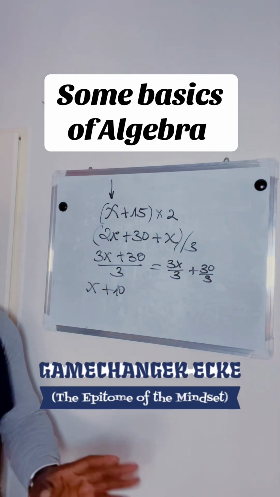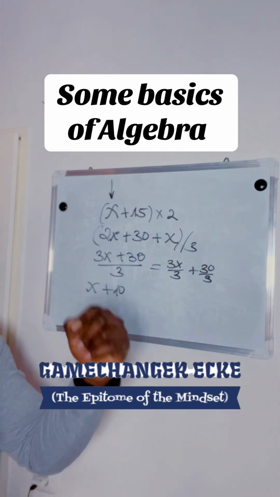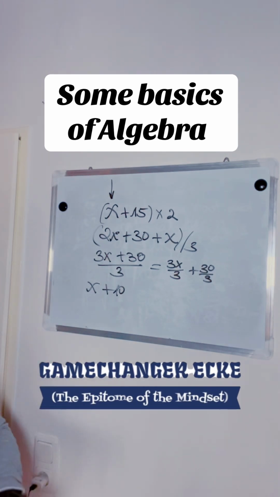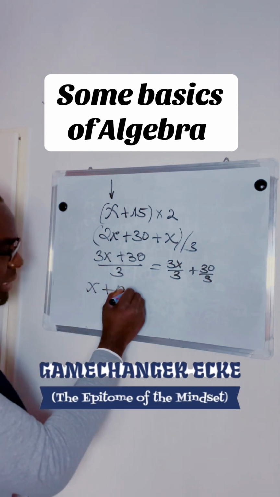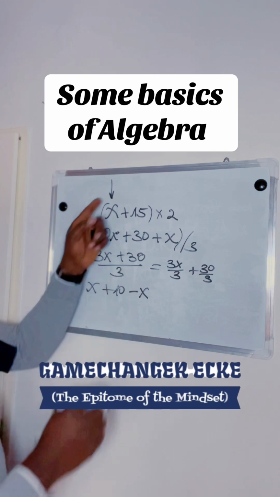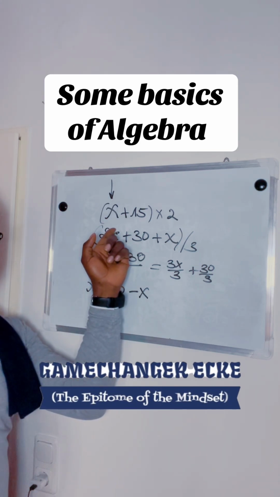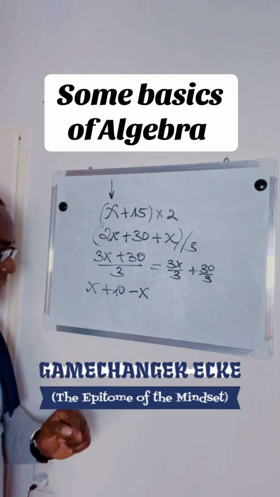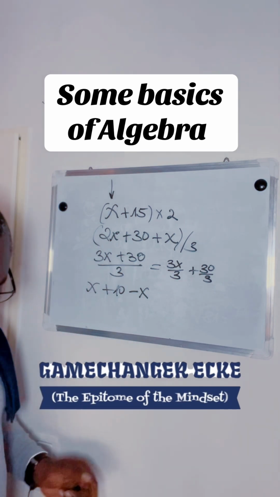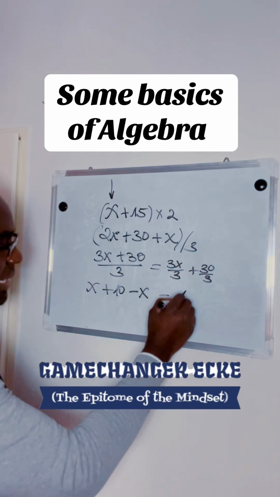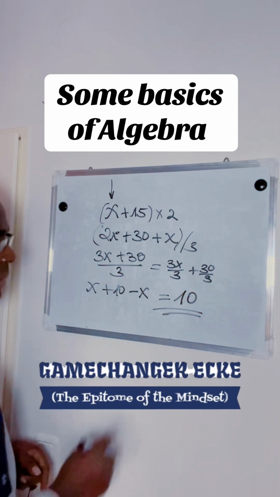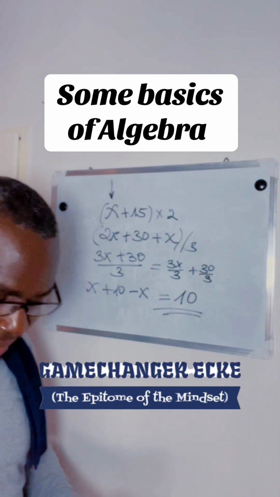And then what have they said? They said we should take away the first number you thought of. So we now say this minus x, because the first number we thought of is x. And what is our answer? Our answer is 10.